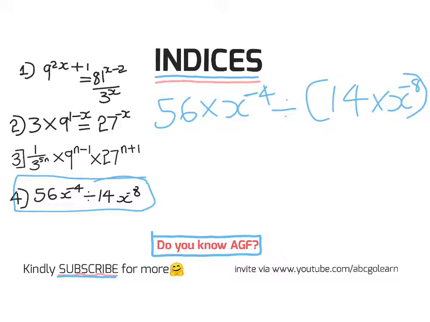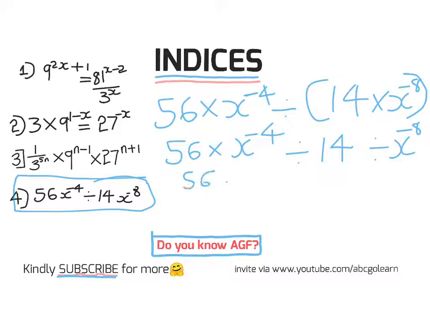Now to start this very simplification, we write 56 times this very x raised to power minus 4. Then you would open the brackets. That will give us 14, and it will also be divided by x raised to power minus 8. Now after this, if you check 56 and you check 14, you see that they have something in common. That's 7. So with this we can just divide this 56 by 14. So that will give you 56 over 14 times x raised to power minus 4.